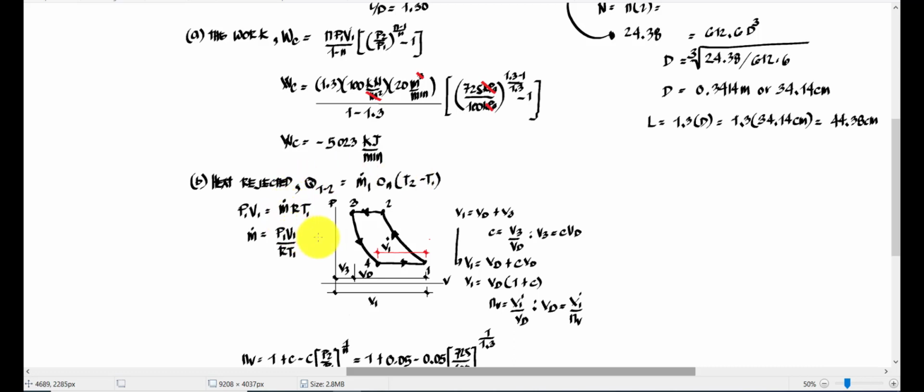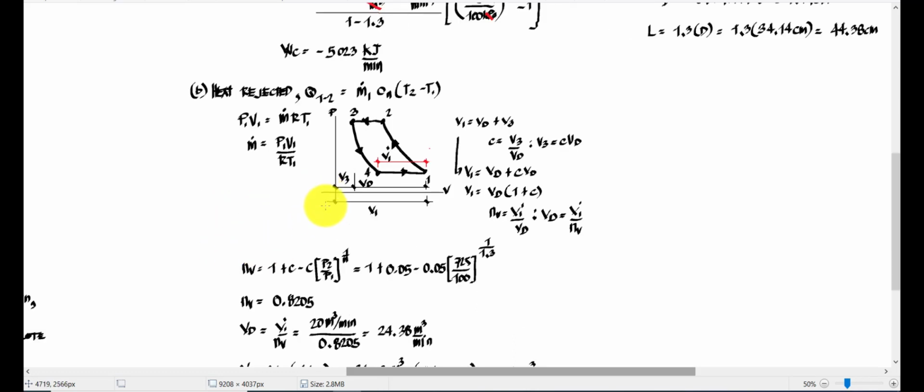To get the mass flow rate, we use initially the ideal gas law, that will be PV equals mRT, so we can get the mass flow rate. Then for the volume 1, that is initially displayed on the PV diagram. So take note of this one and try to remember this on the PV diagram, so you will not be lost during the solving of the problem. You will take note that V1 will be from this side, where it means that there is no clearance.